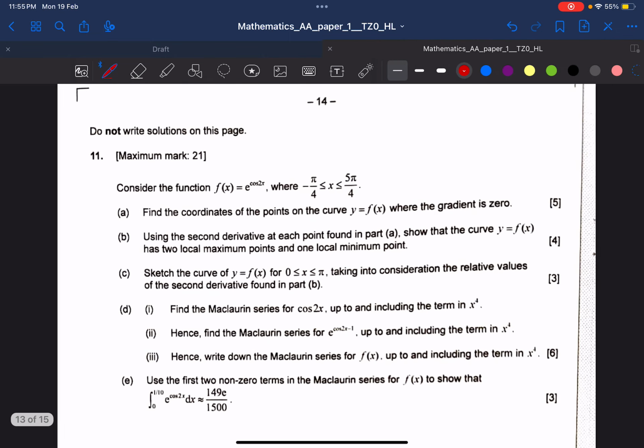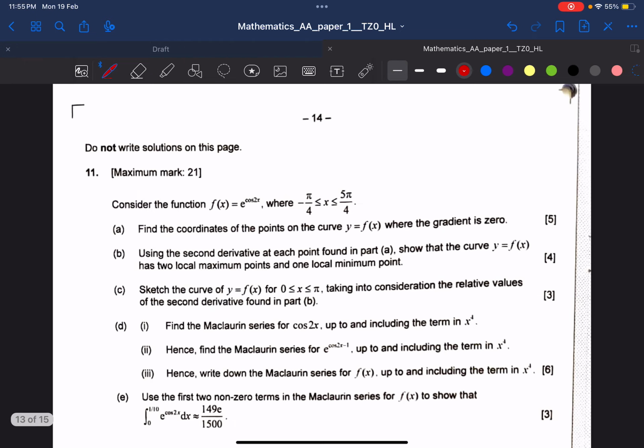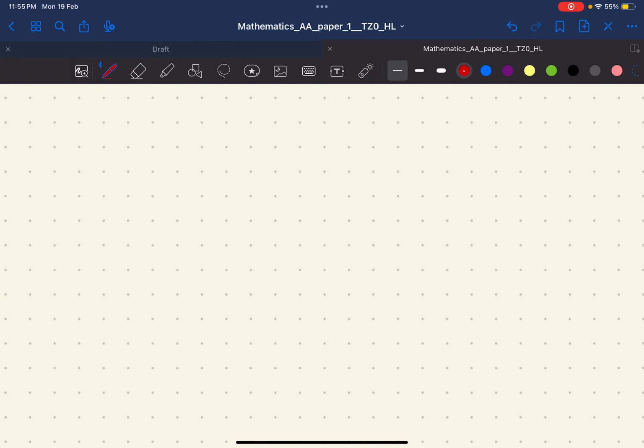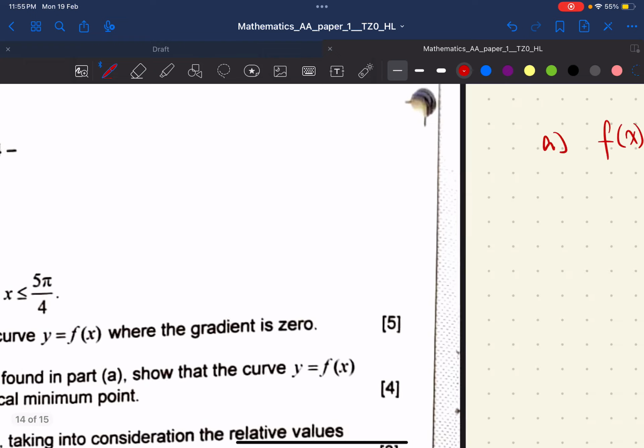Okay, so let's see. We have an f(x) here. Find the coordinates of the points on the curve where the gradient is 0. And they've given you that as well. So part A, they gave you this, right? e to the power of cosine 2x.